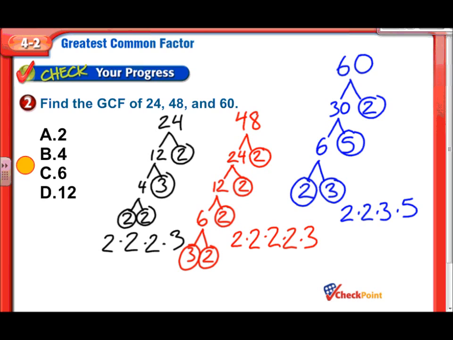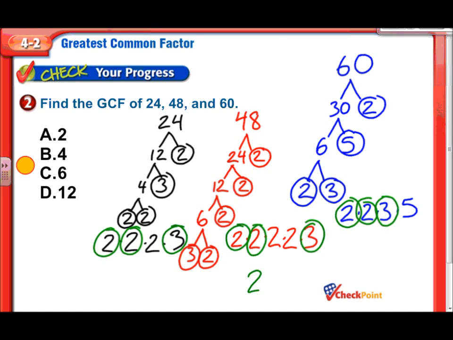All right, so let's see what they all have in common. To start off with, they all have a 2. And it looks like they have another 2. They don't all have a third 2, but they all have a 3. Is there anything else all 3 of them have in common? Doesn't look like it. Nope, that's it.